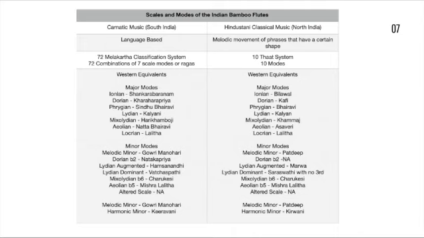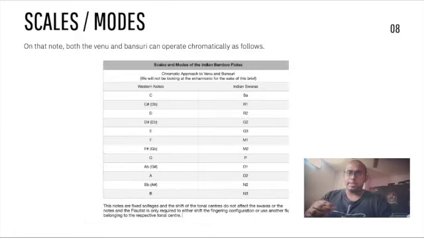So with that, let's talk about how the scales and modes can operate chromatically with regard to the Venu and Bansuri. Understand that by fixing the tonal center, we are just moving one semitone higher. We're not going to talk about enharmonics in the Carnatic system yet because it's out of scope for this presentation. So C, C sharp, D, D sharp, E, F, F sharp, and whatnot. As you move chromatically, we're also shifting sa, re, ga 1, ga 2, ga 3, ma 2, pa, da 1, da 2. The possible combinations are located on page 8.